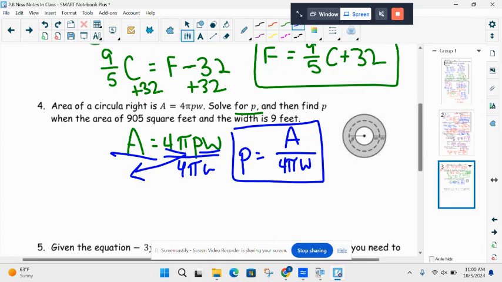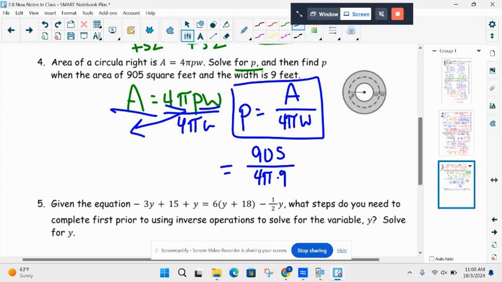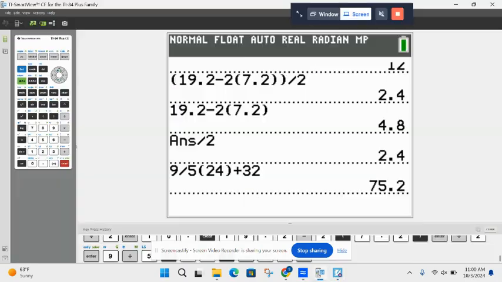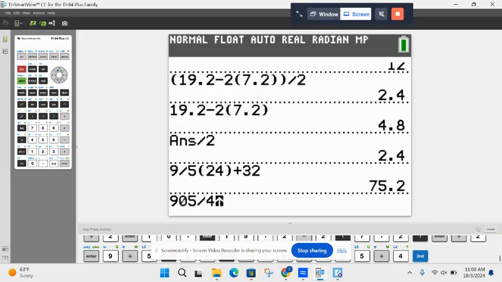Then it says, find P when the area is 905 square feet and width is 9. So you would do 905 divided by 4 pi times 9. You can either divide, but if you use division, make sure you put the 4 pi times 9 in parentheses. Because once again, let me show you the wrong way to do it. You have 905 divided by 4. The pi button is underneath the clear button, and you have to press the second button first to get to it.